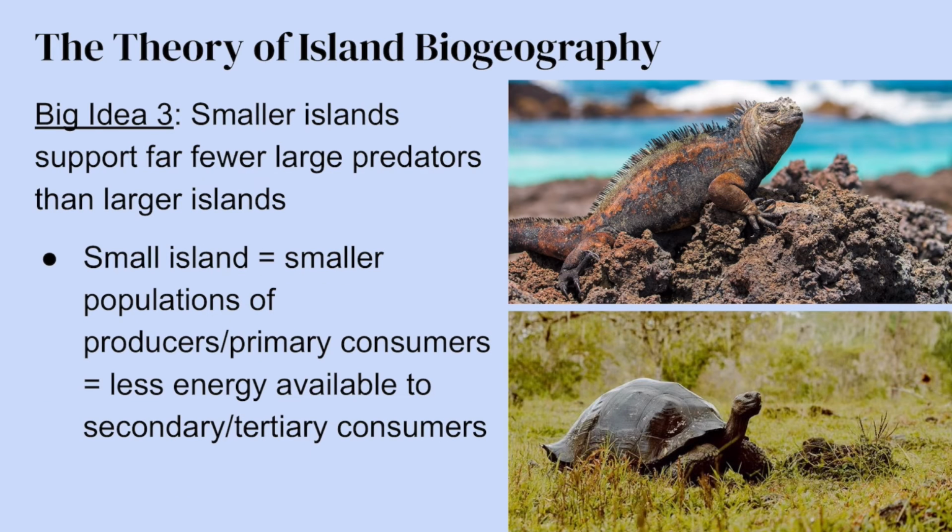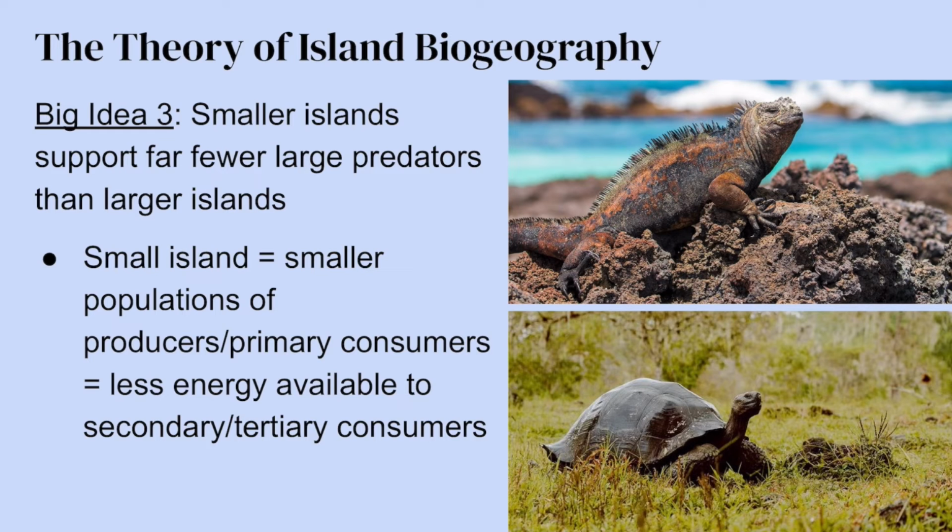Then our final big idea is that the area of an island will also affect the ecological relationships that exist there. So smaller islands can support far fewer large predators than larger islands. To get a little bit more specific, if you have a smaller island, you are going to most likely have smaller populations of producers and primary consumers. So those again are your plants and your herbivores.